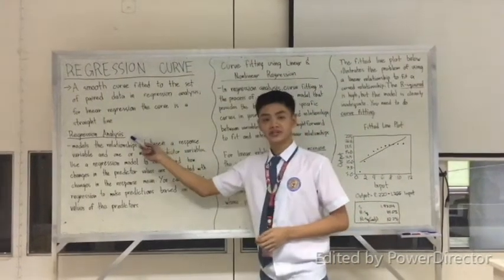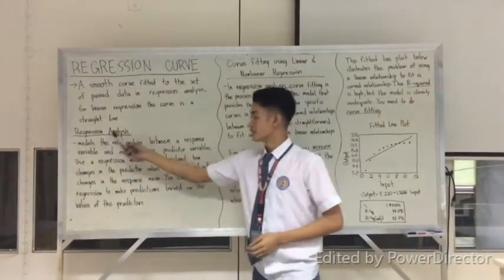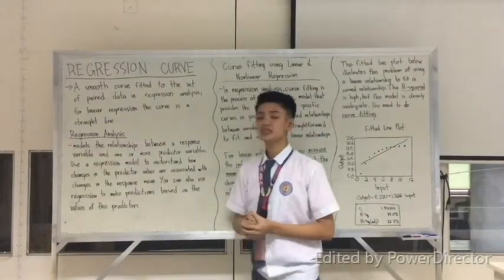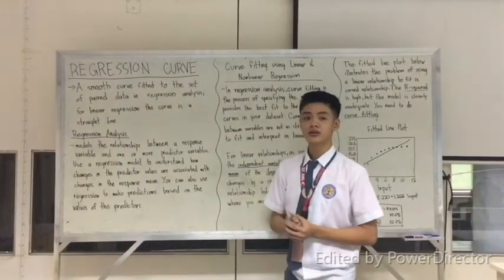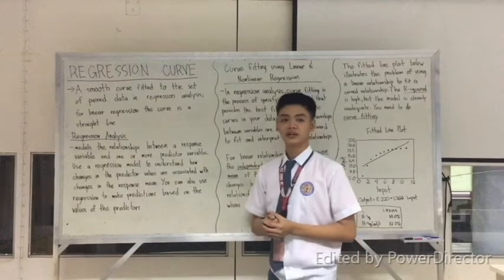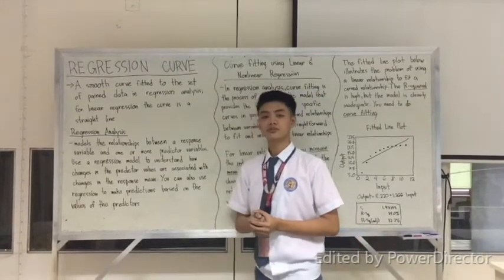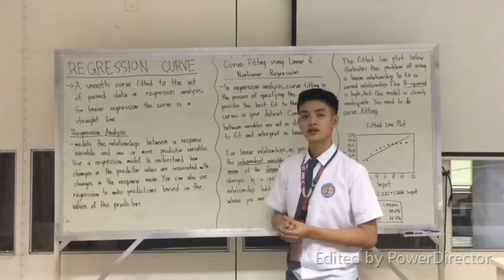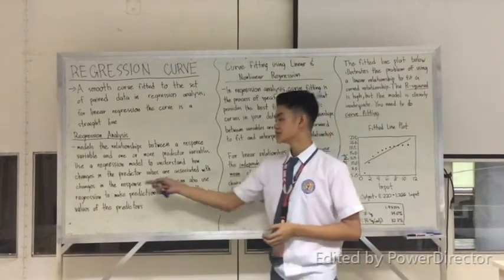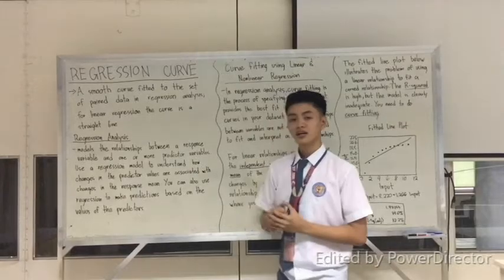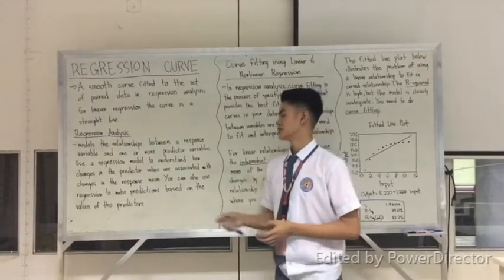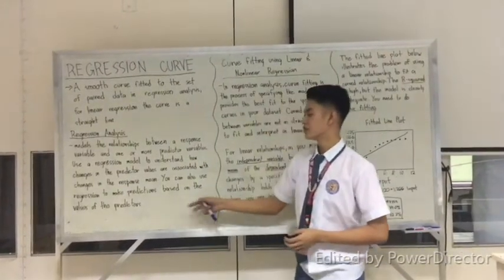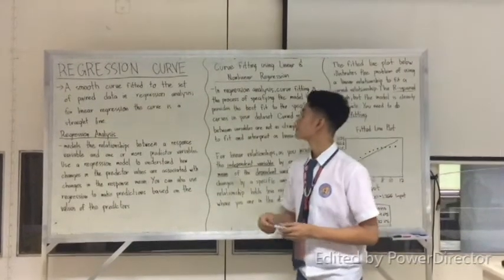First thing is regression analysis. Regression analysis models the relationships between a response variable and one or more predictor variables. Use a regression model to understand how changes in the predictor values are associated with changes in the response mean. You can also use regression to make predictions based on the values of the predictors.